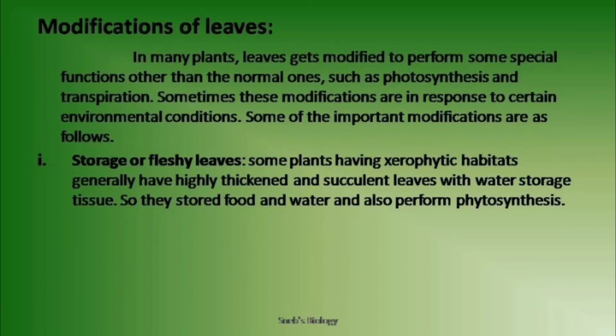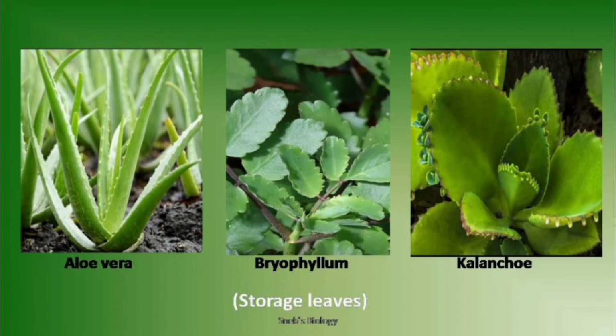Next is modifications of leaves. In many plants, leaves get modified to perform special functions other than the normal ones such as photosynthesis and transpiration. Sometimes these modifications are in response to certain environmental conditions. Some of the important modifications are as follows. First one is storage leaves or fleshy leaves. It means they become thick and normally they still remain green. So they retain the function of photosynthesis, but because they are thick and fleshy, they also store certain things in them. For example, aloe vera.